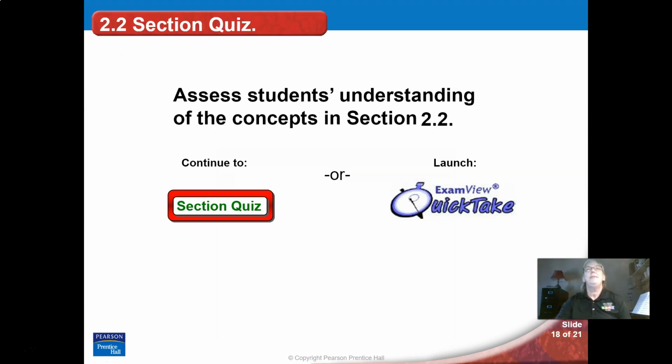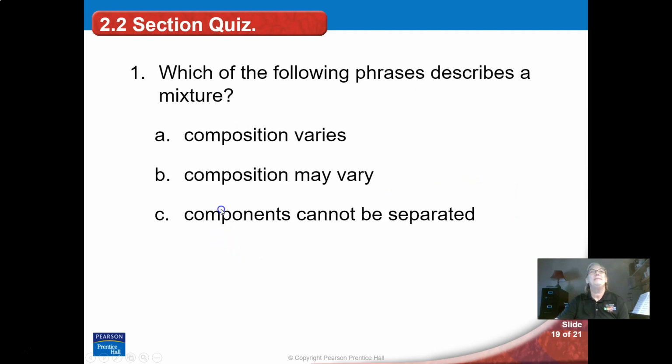So let's see how much you remember for this. So let's do our quiz together. Good luck. So look at the question. Which of the following phrases describes a mixture? So what is a mixture? So let's see what you thought. See if you got it right. So composition can vary, because like the salads, we can have different things that we like in our salad.